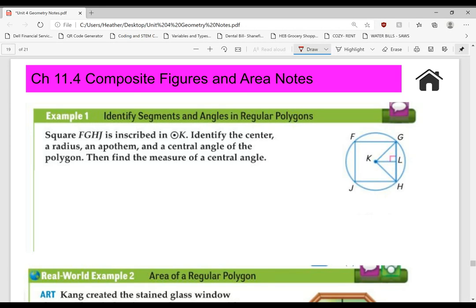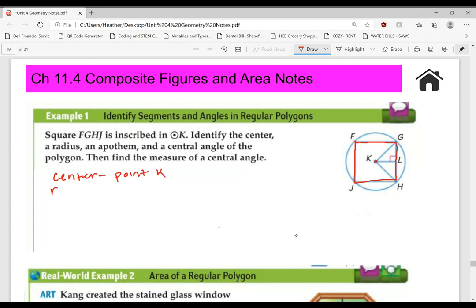It says the square FGHJ, which is right here, is inscribed in a circle K, in point K right here. Identify the center, a radius, an apothem, and a central angle of the polygon. Then find the measure of a central angle. The center is point K, because K is right in the center.